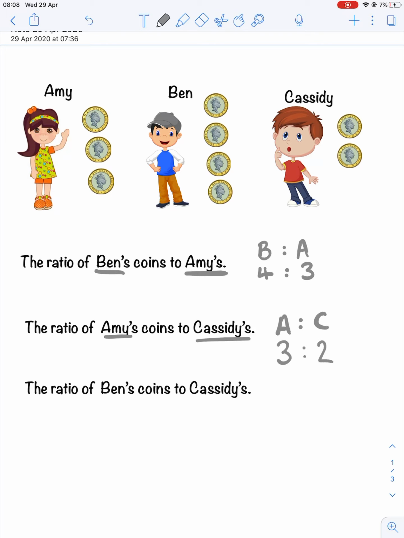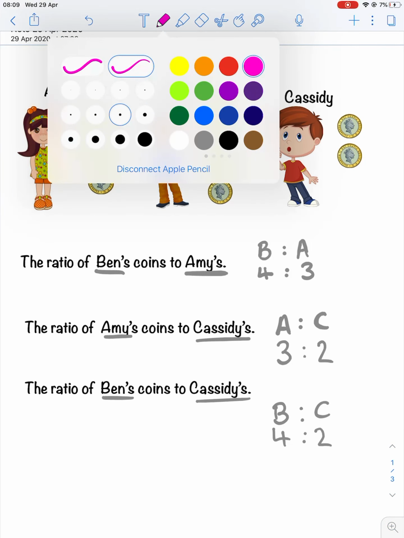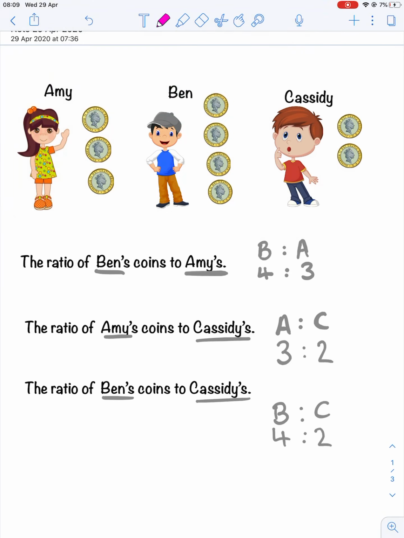The third one, I'm asked for Ben and then Cassidy. So Ben first, then Cassidy. Ben's got 4, Cassidy's got 2. Just have a think about that last one for a minute, and you might remember that this one can actually be simplified because they've got a common factor. There's a number that goes into 4 and also goes into 2, which is 2. So that's the common factor there for 4 and 2.